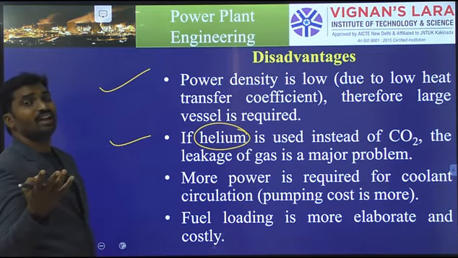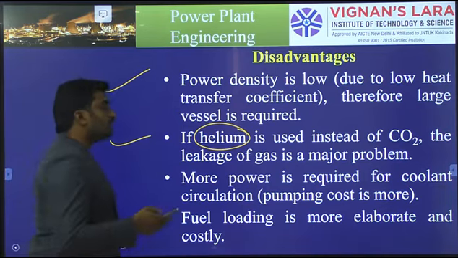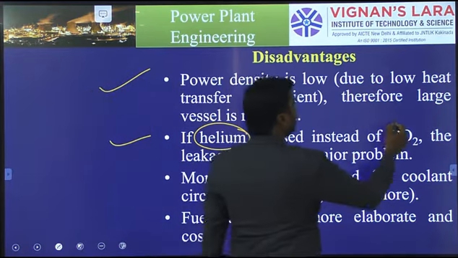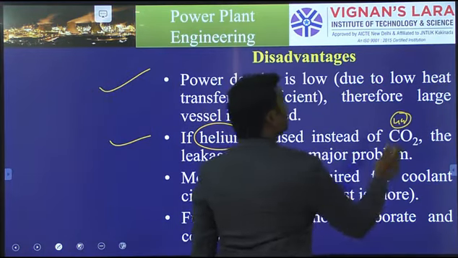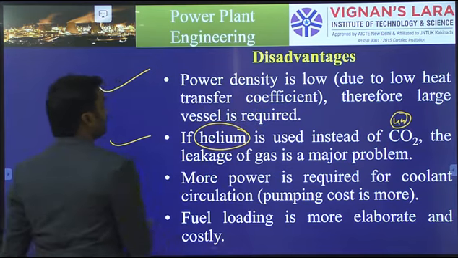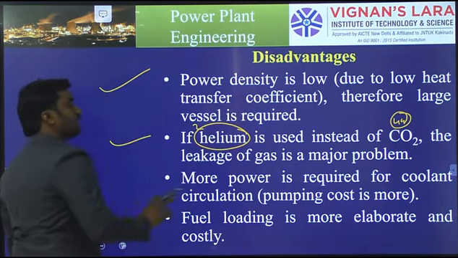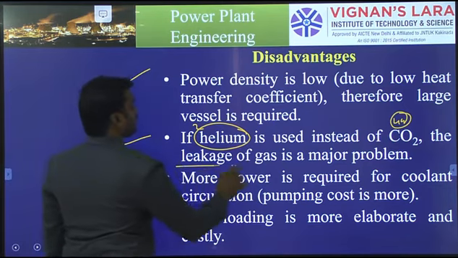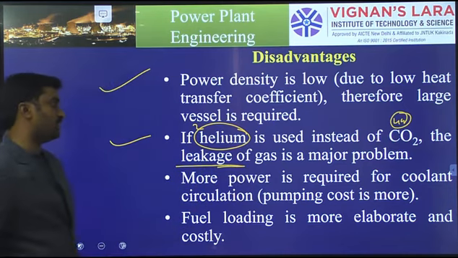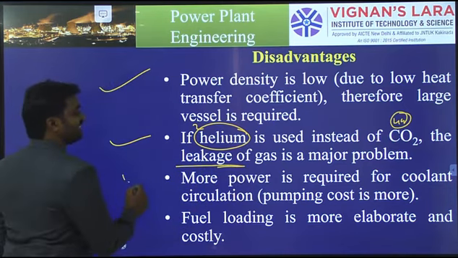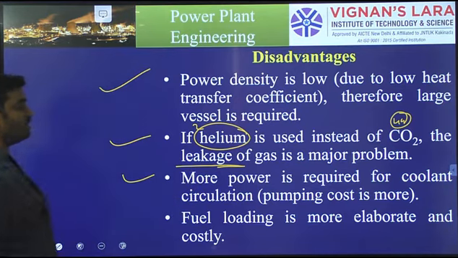If you use carbon dioxide, it has an atomic number of 44 and high density, so the chances are very small. Instead, you can use helium. If you use helium, leakages are very high. And the third disadvantage is that more power is required for the coolant circulation.